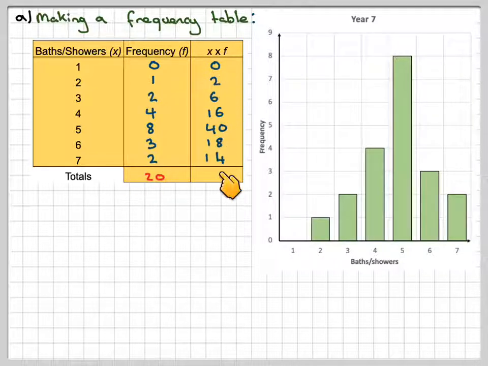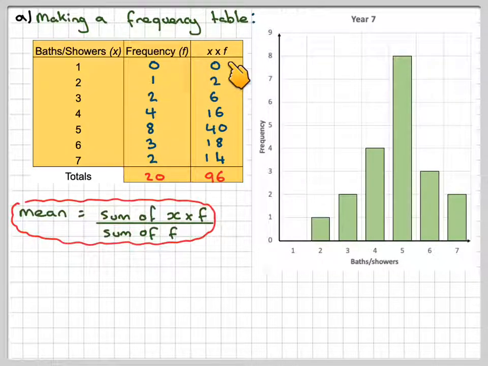We then add those up, which gives me the total number of showers, and this is the total number of people. So the mean is the sum of x times f. This was x, this is f. We multiplied to get this column here, divided by the sum of f. So we need to do 96 divided by 20.